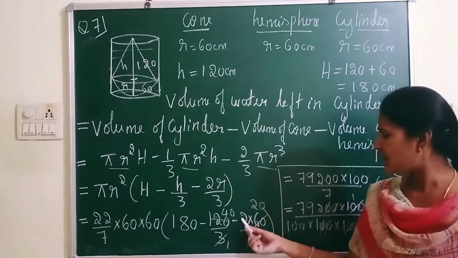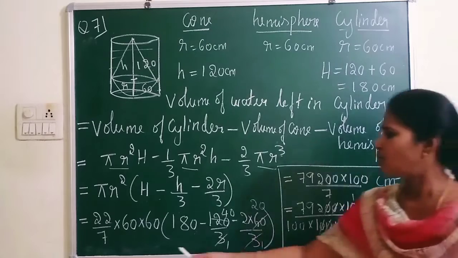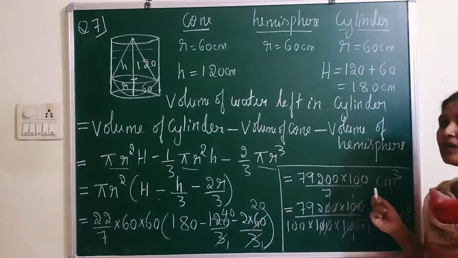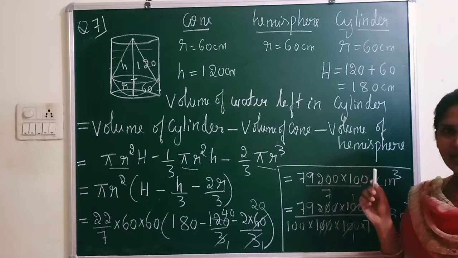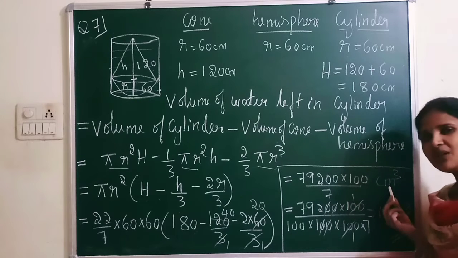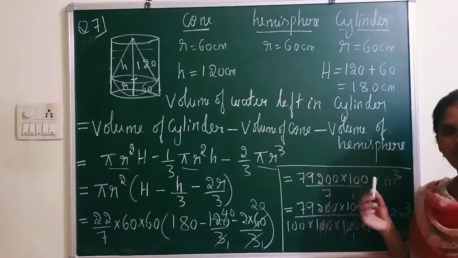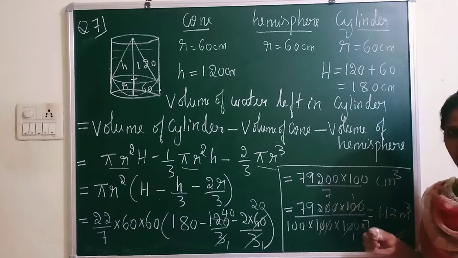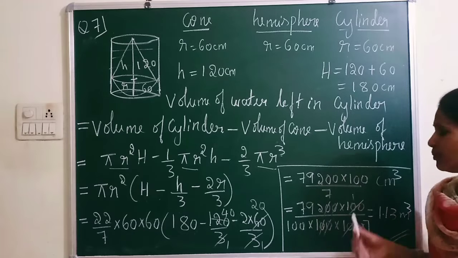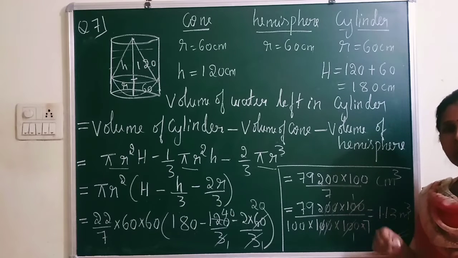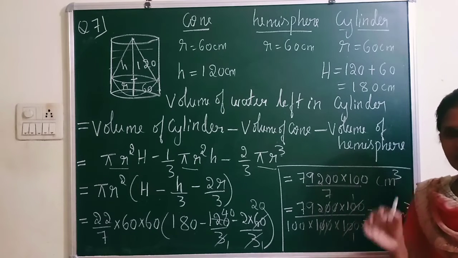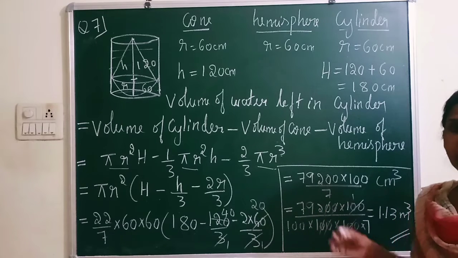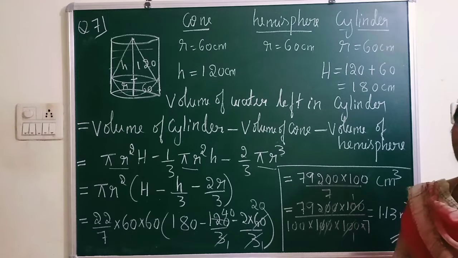So 180 minus 80 is 100 and down you have 7. So keep as it is. This is the volume of water left in the vessel in centimeter cube. If you want to convert to meter cube, do I have to divide or multiply? Yes, I have to divide, because centimeter is a smaller unit and meter is a bigger unit. So always remember, to convert meter to centimeter you multiply by 100. To convert centimeter to meter you divide by 100.